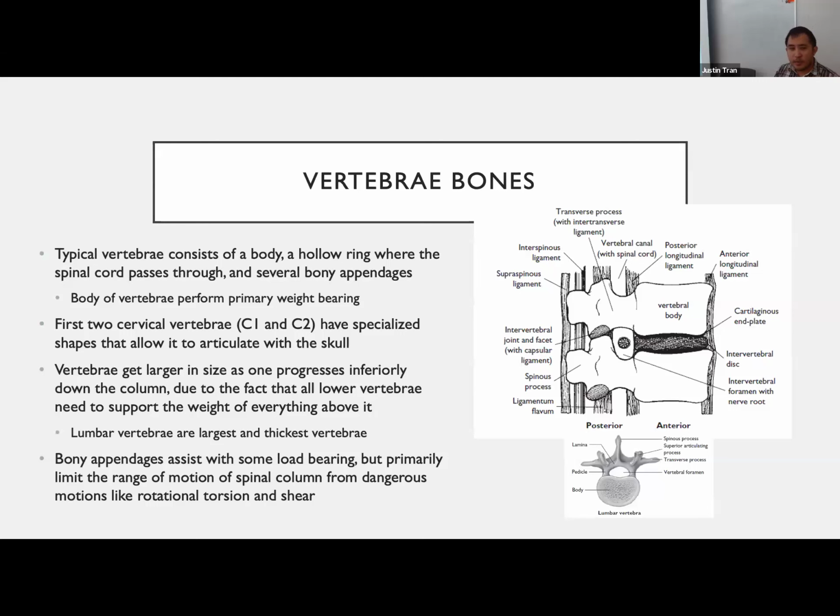Okay, so let's talk about the structure of the vertebrate bones themselves, because they actually have quite an interesting structure, right? Like I mentioned, all the vertebrate bones have the same structure. They vary in size, of course. Your lumbar vertebrae are going to be bigger than your cervical or your thoracic vertebrae, and that's mostly just because they have to support a much bigger load.